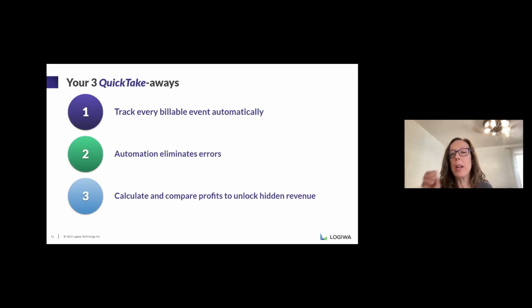So let's quickly wrap with your 3 quick takeaways. Number 1, your WMS should give you the ability to automatically track every billable event that occurs in your warehouse and then calculate your billing according to your business rules. Number 2, automation through configurable calculations and integrations eliminates errors, saving you time and keeping your customers happy. And number 3, calculate and compare your profits across the services you are providing and look for those opportunities to find hidden revenue.